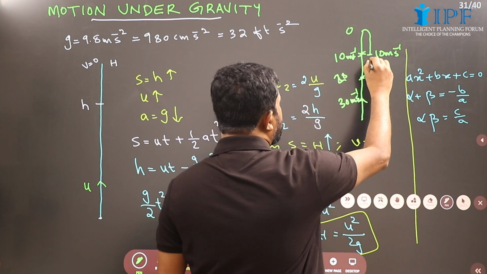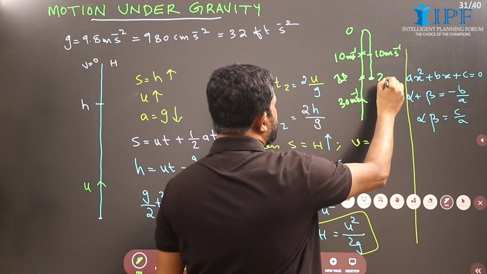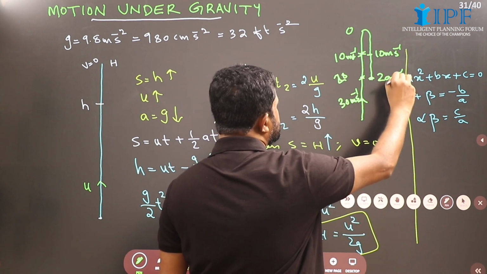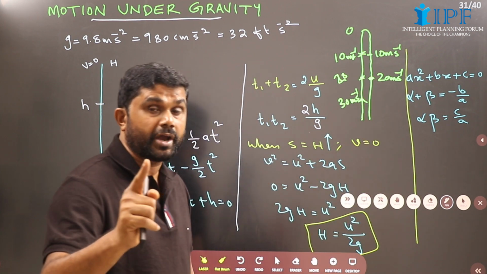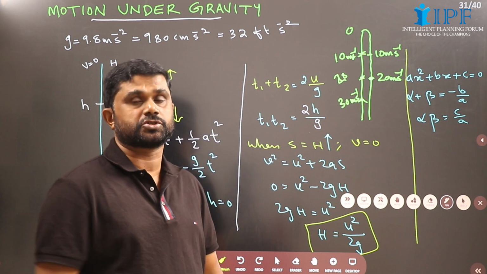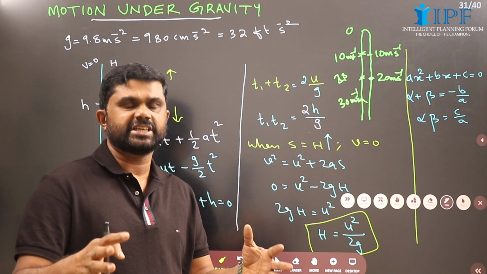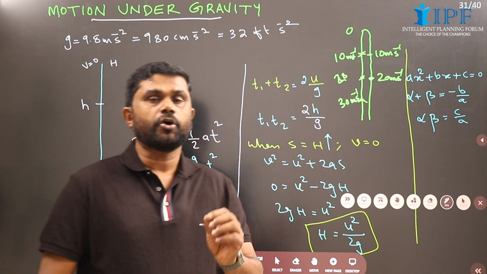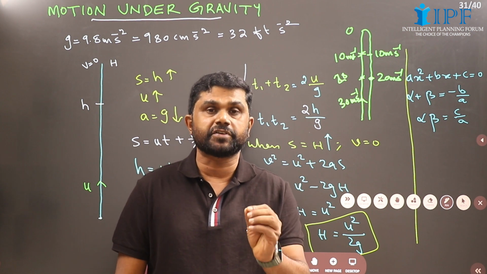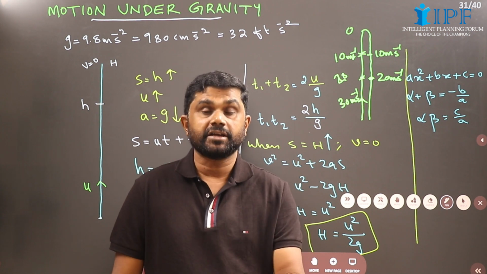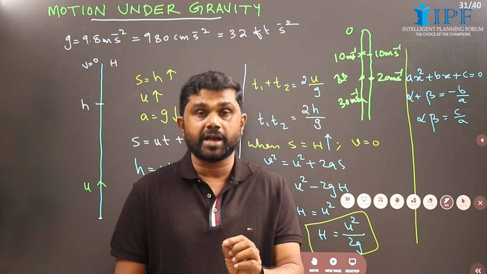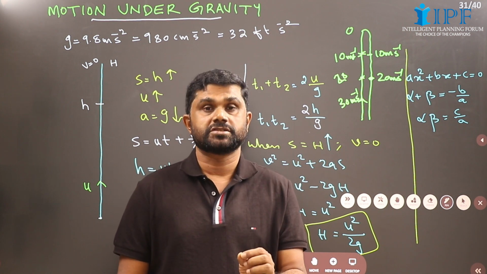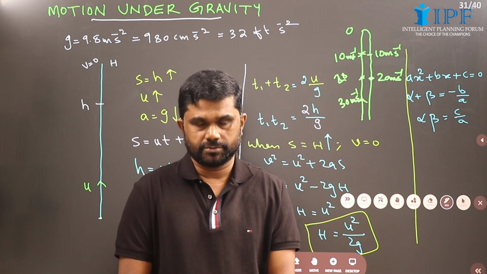After 1 more second, it reaches here, its velocity will become 20 meter second raised minus 1, and after 1 more second, it reaches the point from where it started its motion with the same speed, 30 meter per second. So when a body is moving under the effect of gravity alone, the speed with which it returns to the point of projection will be the same as the speed with which it started its motion.